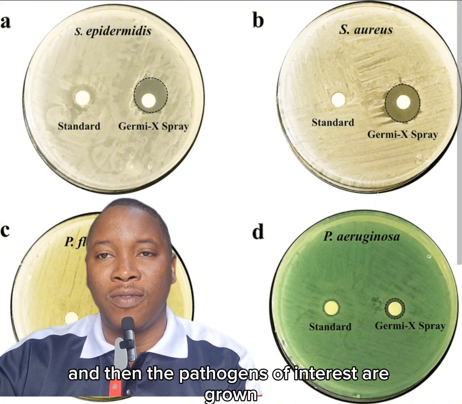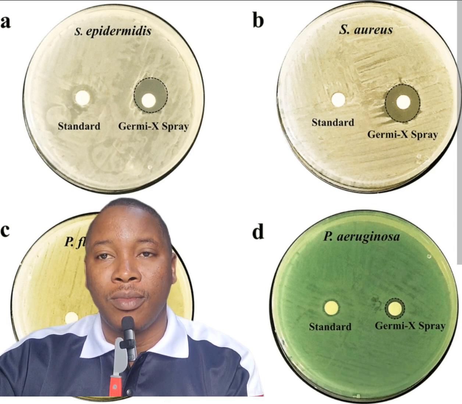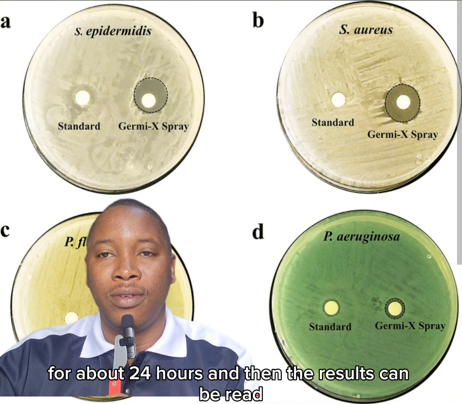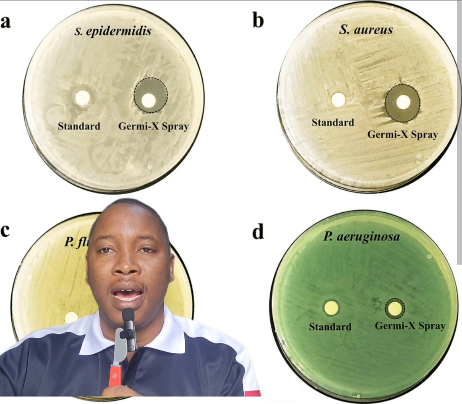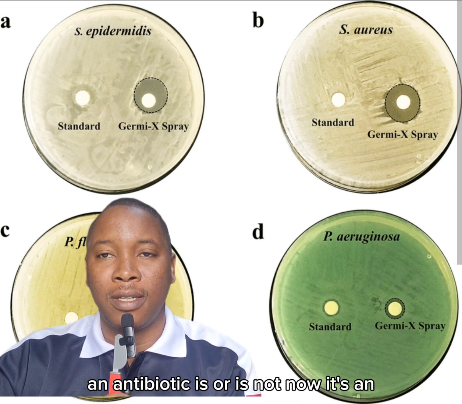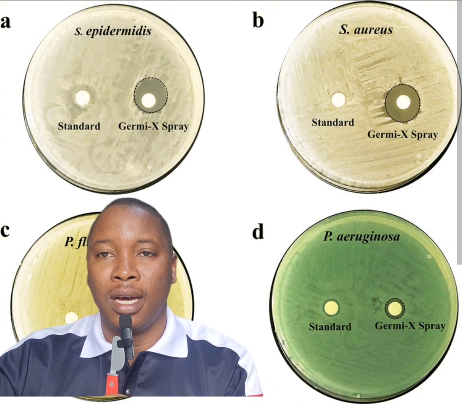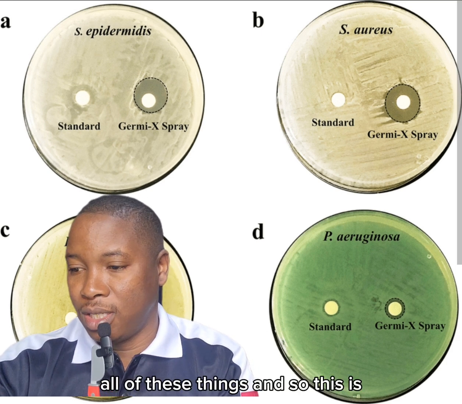And then the pathogens of interest are grown in petri dishes with Mueller-Hinton agar. And when they are grown, these discs are put on the petri dishes and then they're incubated for about 24 hours. And then the results can be read and you know how effective an antibiotic is or is not. Now it's a very important test, and it's a test that helps one to be able to determine all of these things. And so this is important for us to know.